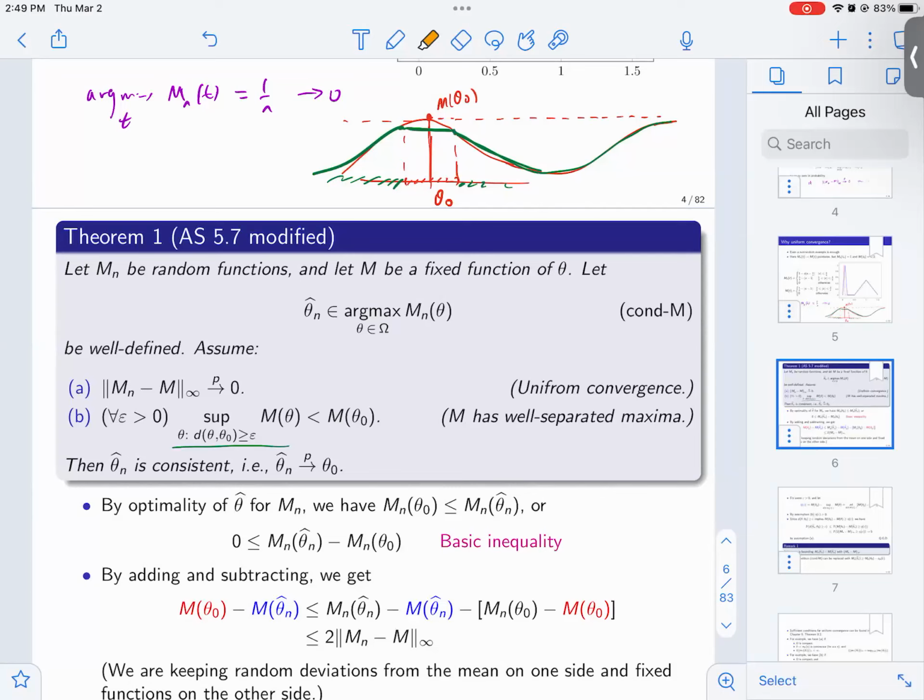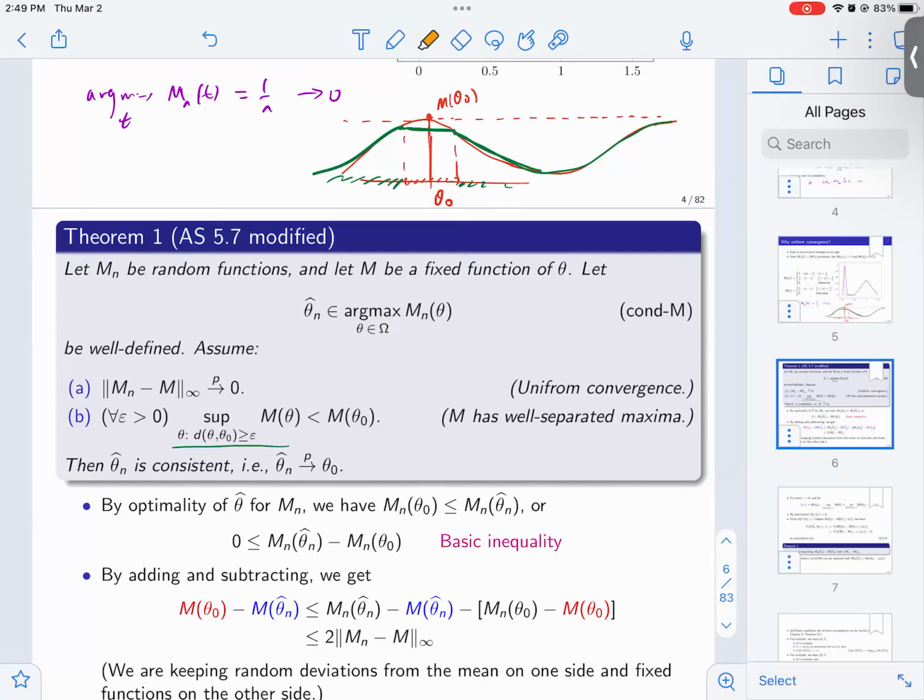So this is saying that, okay, theta naught is feasible. We can say theta naught is in the feasible region. This is a maximum, so optimal. So the value of the function at the feasible point is less than or equal to the value at the maximum, or the optimal solution.